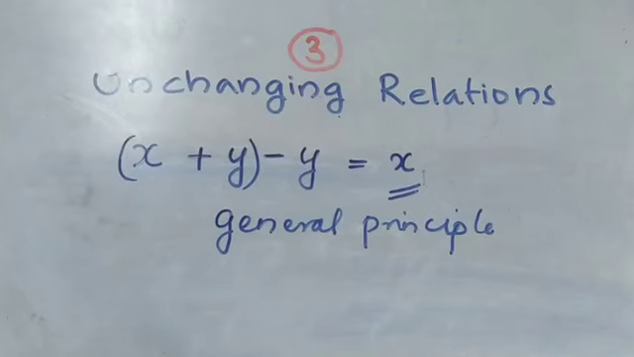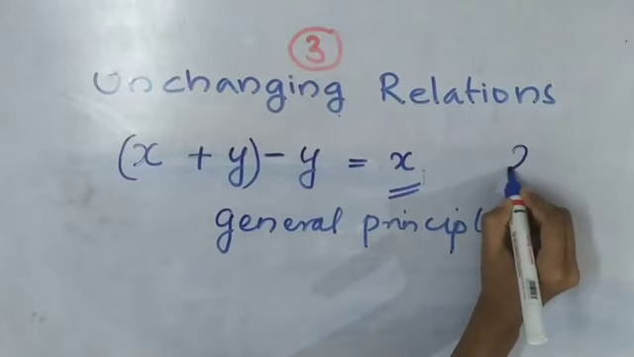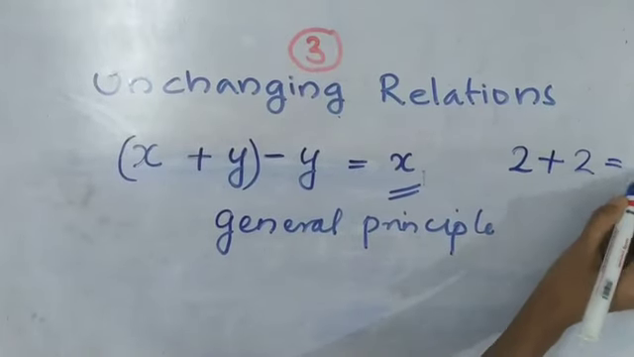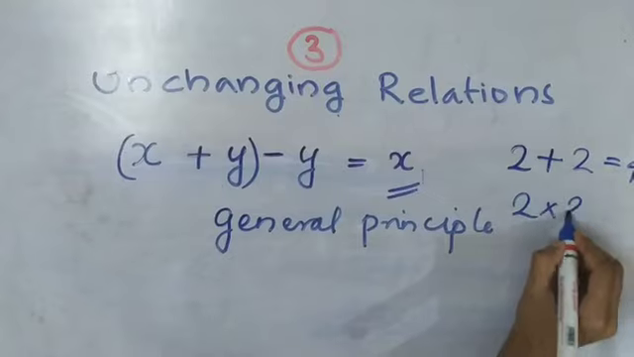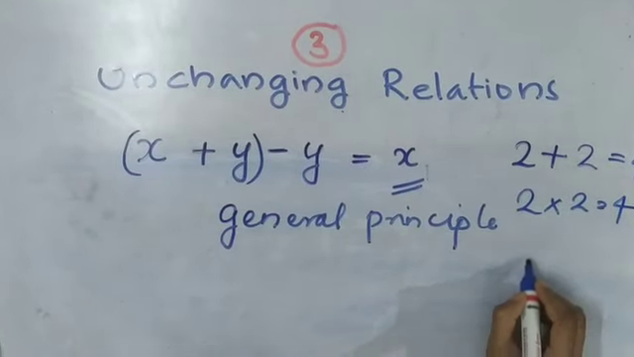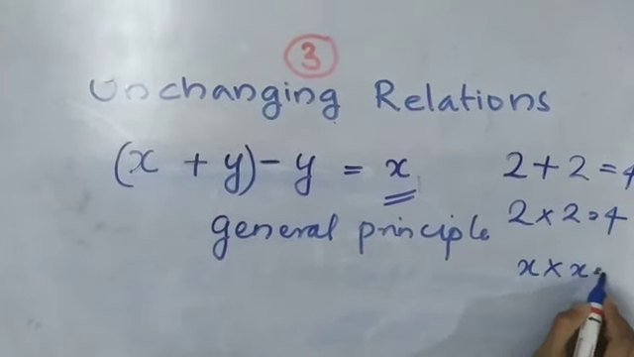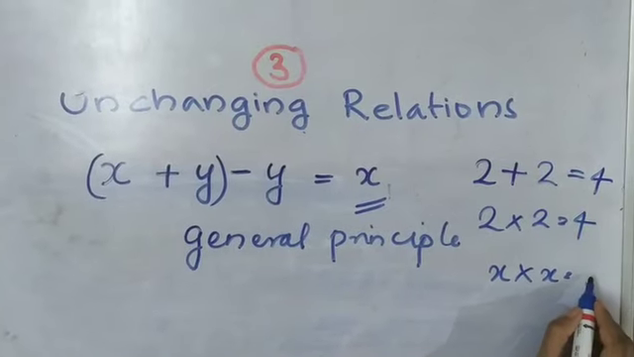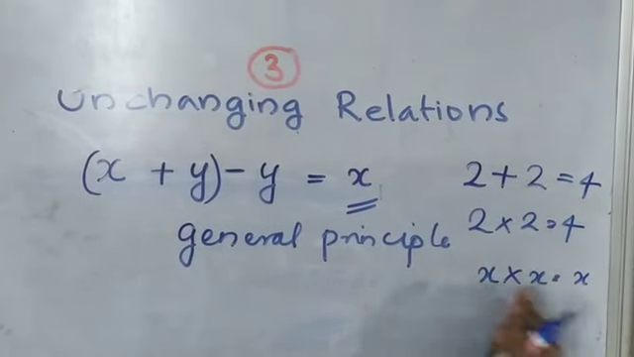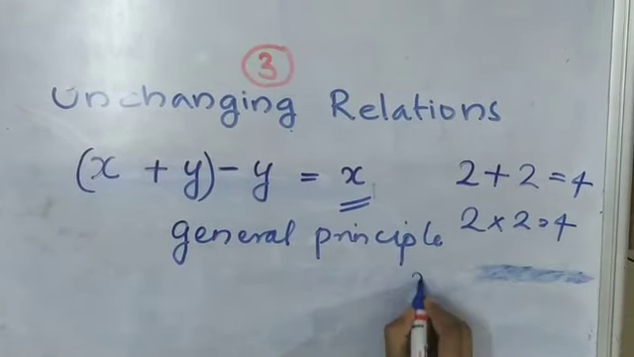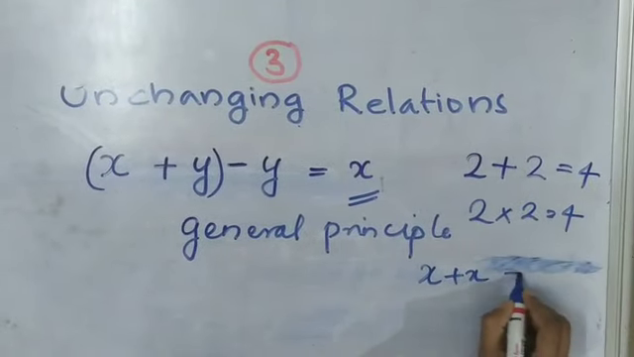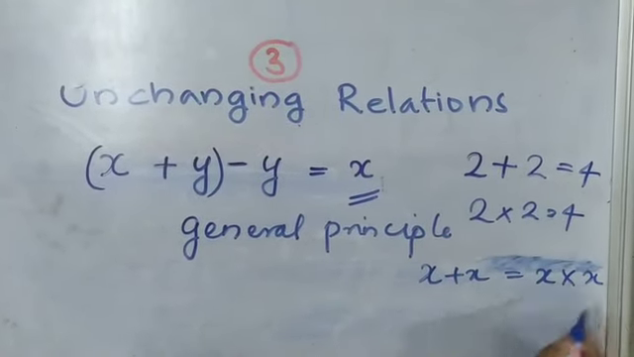But there are some other numbers, okay, we can't use those like a general principle. Suppose you know that 2 + 2 is 4 and 2 into 2 is 4. So now you can't say that x plus x will be equal to x into x.